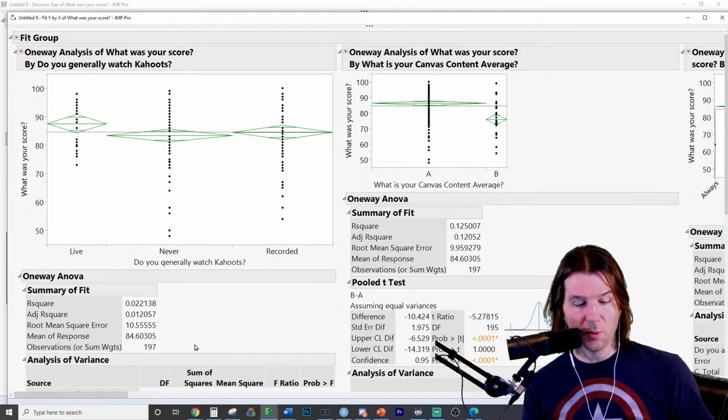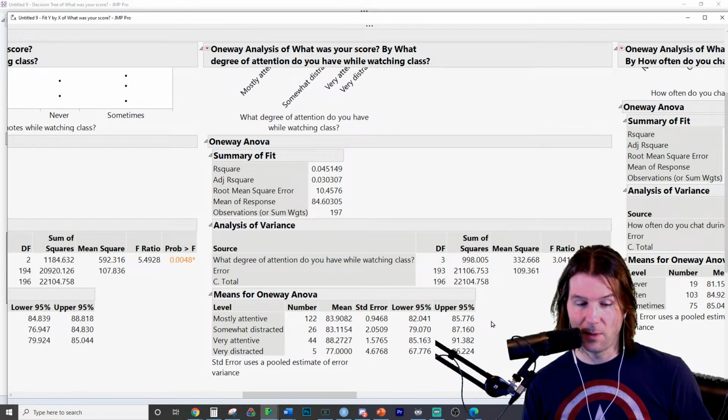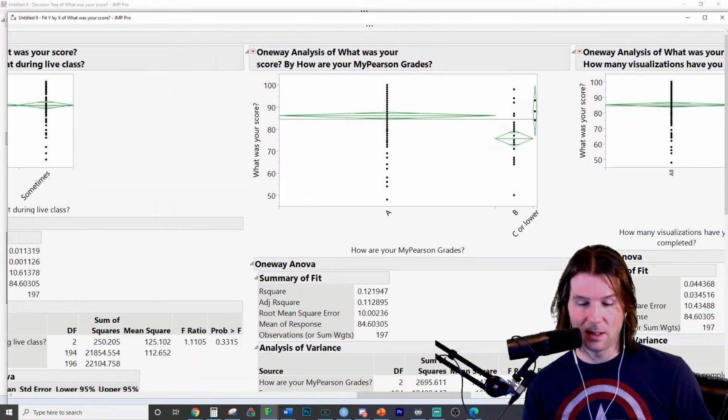That accounted for only 2% of the variation, but it is statistic. Oh, that one's not statistically significant. Don't listen to me. Be attentive during class. We see the attentive had the highest, statistically significant.